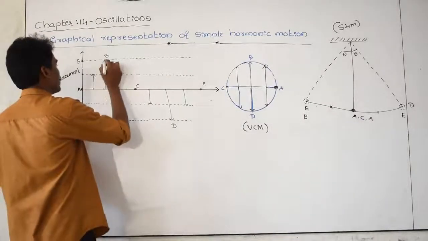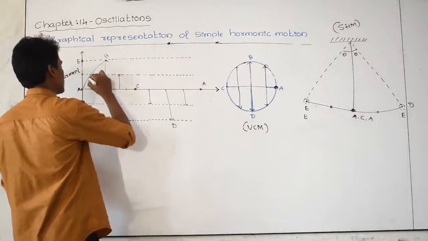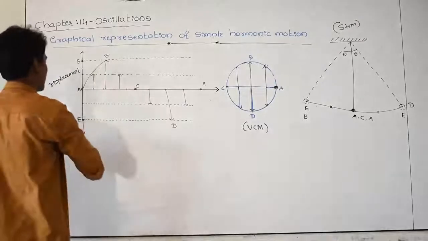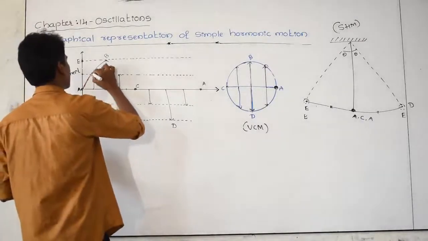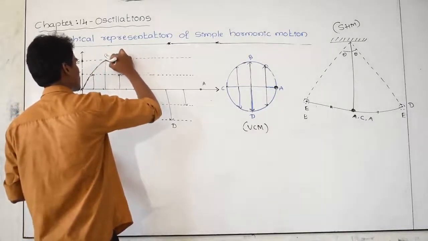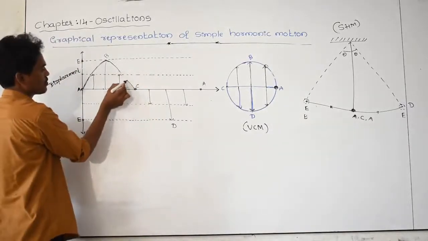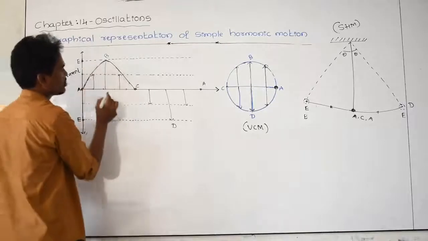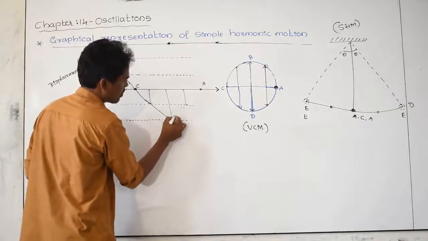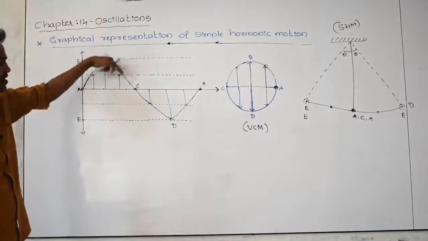You draw, you are getting a nature as a sine curve. You take the graphical representation, you are getting a sinusoidal curve like this. Yes, you are getting the nature as a sine curve.